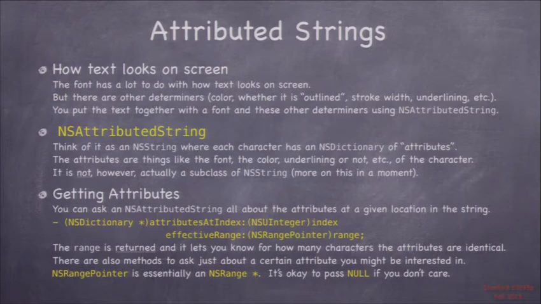So it's basically, you specify the location that you want the attributes, and if a whole bunch of characters have those exact same attributes, it'll return that range if you ask it. Does that make sense? What that range is? It's basically just telling you how many characters have the attributes you asked for at that character. You can pass null if you don't care, if you just want to know the attributes of that character.